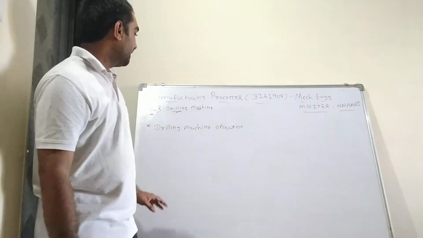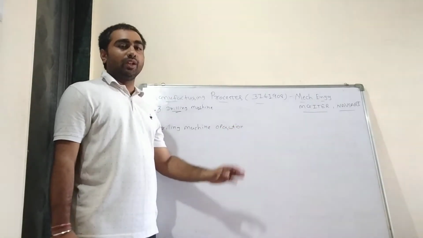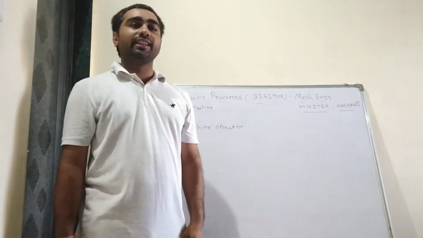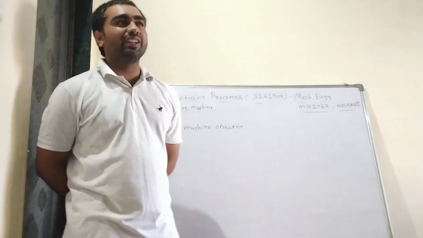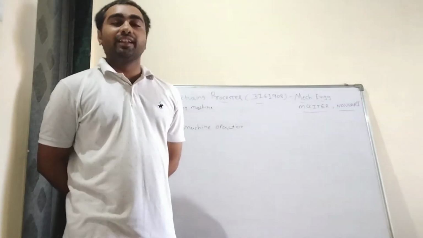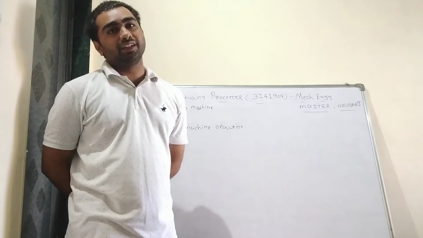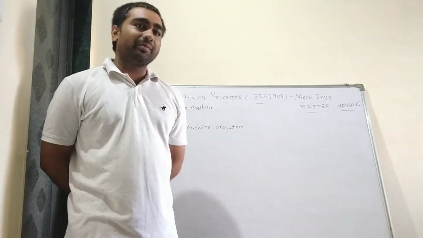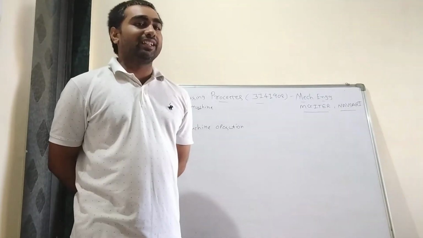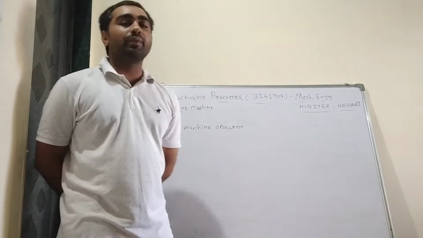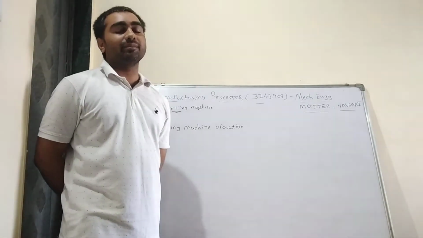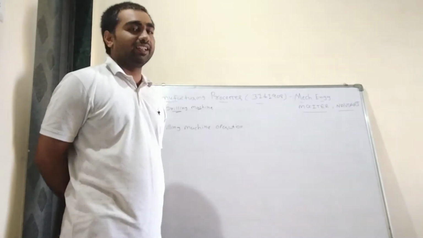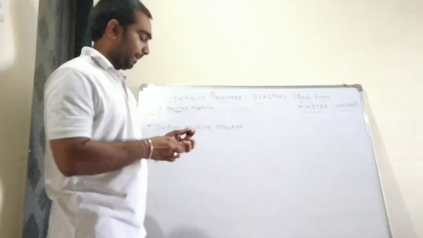Okay, the next topic is drilling machine operations. There are different types of operations performed by the drilling machine. The first one is the drilling operation. The second one is reaming. Then counter boring, counter sinking, spot facing, tapping and trepanning. These are the different types of operations done by the drilling machine. Let's start with the first, the drilling operation.